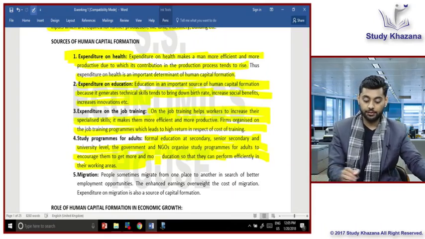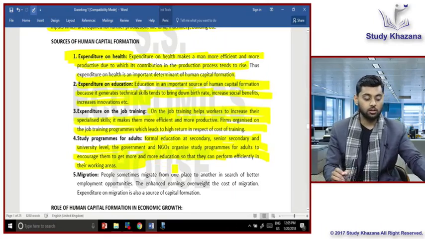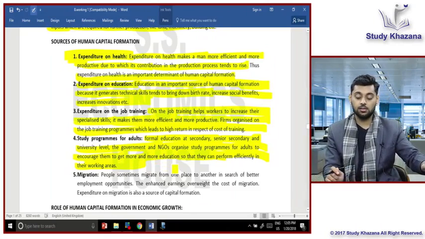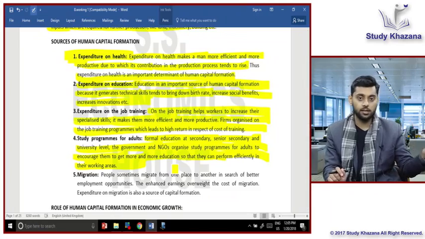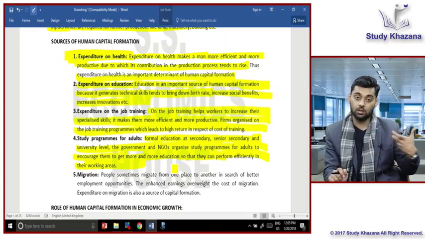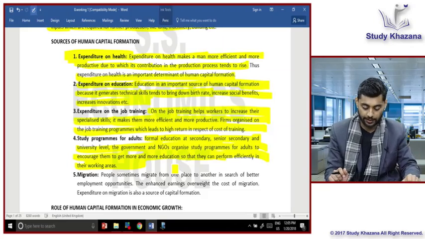Fine. Now, this thing is study programs for adults, कि ये आप ही की इकोनॉमी की जो पब्लिक है, बच्चों को आप पढ़ा रहे हैं, that's a good thing. But again, बड़े लोगों को भी आप पढ़ा रहे हैं, तो उससे और भी ज़्यादा आपकी इकोनॉमी प्रोडक्टिव होगी.